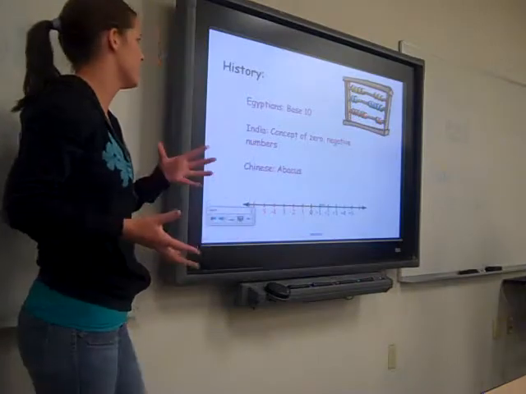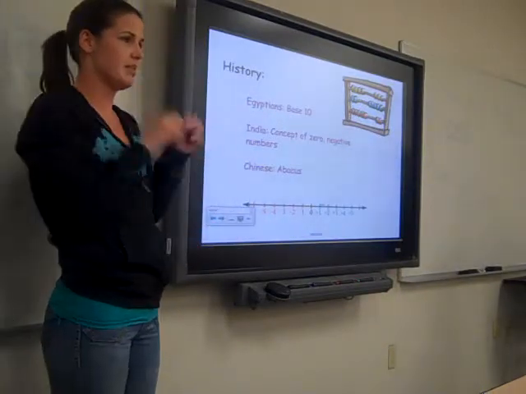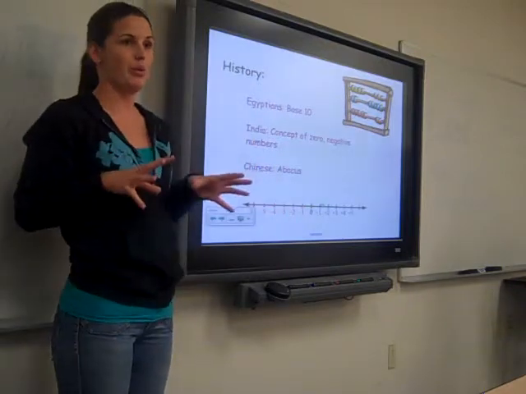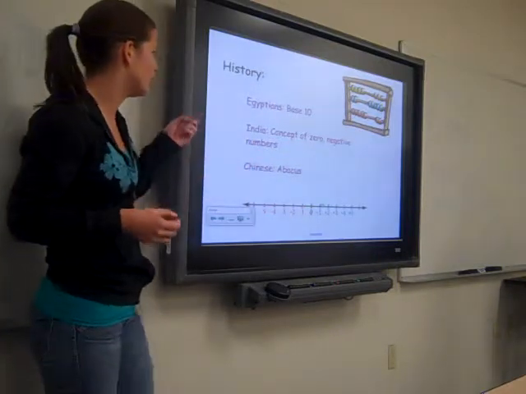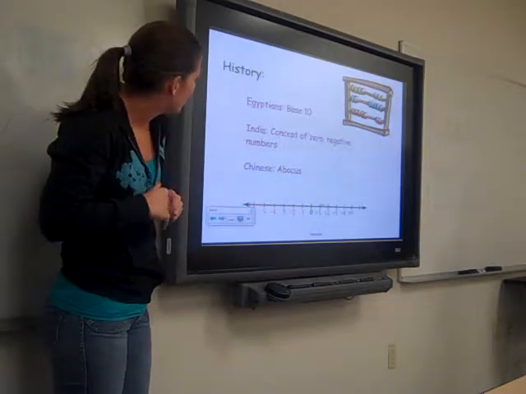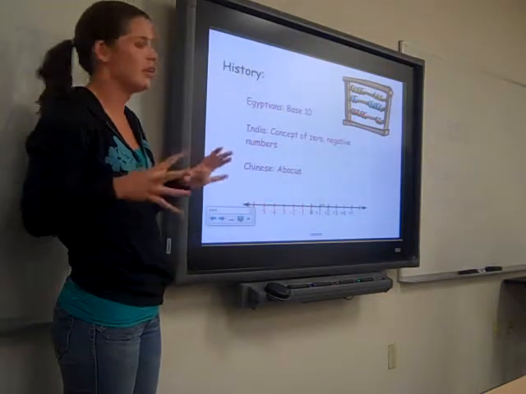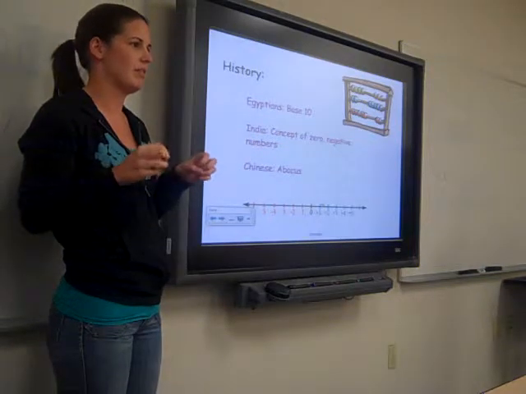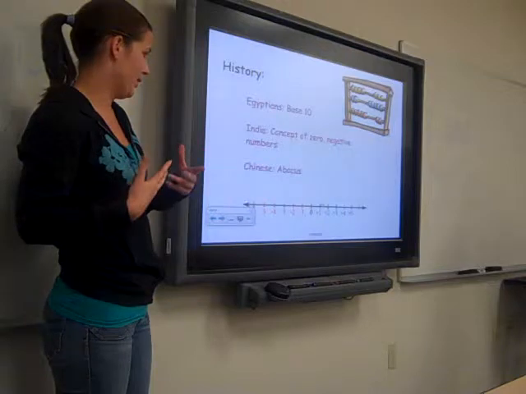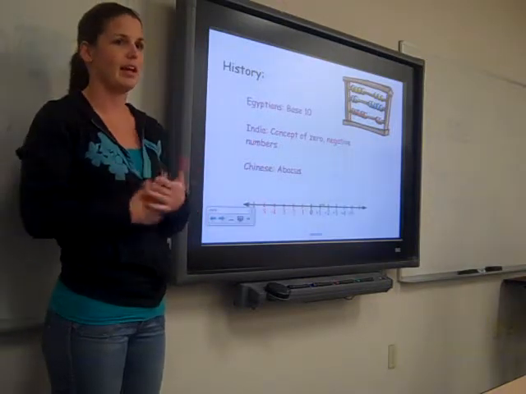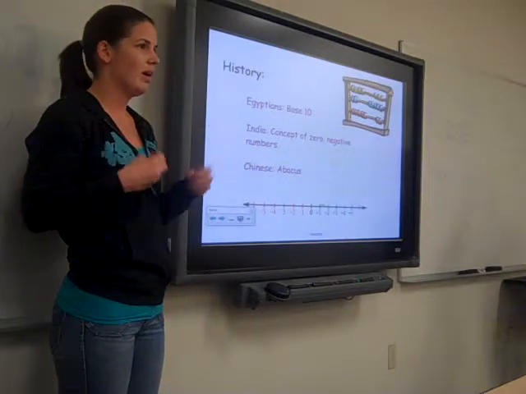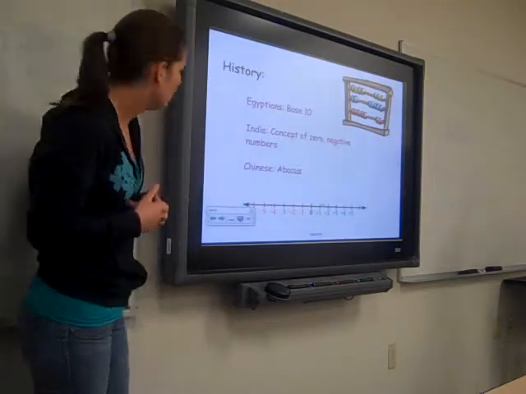So since number sense isn't really very specific to one subject, we kind of just did some history on a few things. So we looked at Egyptians in base 10, India, and how they have the concept of 0 and negative numbers, and that's something that you have to develop. As you develop in math, you learn about negative numbers, and that's kind of a hard concept at first. How do you have negative of something? And that's something that develops over time.